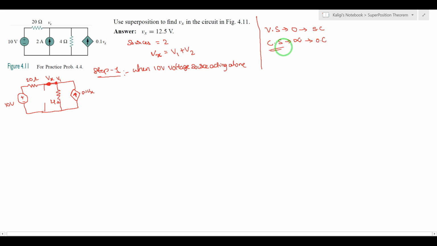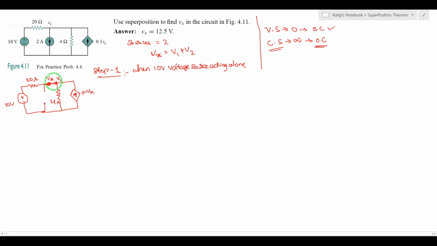Now for the current source, replacing it with its internal resistance means we need to make an open circuit in the place of the current source. I did the same thing. If you see here, there is no current source; I just removed it and made it an open circuit. For the voltage source, we have to make it a short circuit, so that will come under the second step. Now you know how to draw the circuit by replacing sources with their internal resistance.